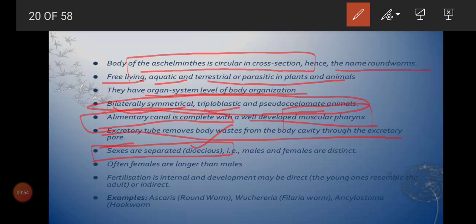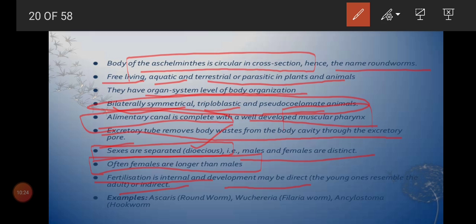If it is monoecious, male and female can be seen in a single organism. Dioecious means male and female are in different organisms. Always males are smaller than the females. I will show you pictures. So male and females are distinct, often females are longer than the males. And fertilization is internal, and development may be direct as well as indirect. Both cases we can see in the aschelminthes group.